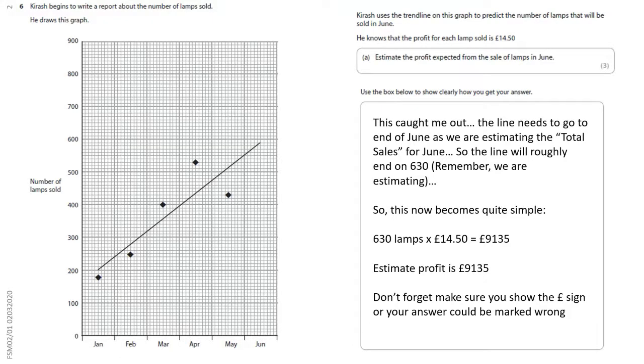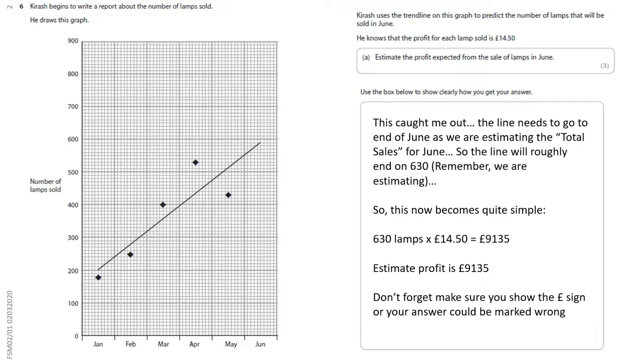So again, put yourselves on pause, just read this question through. Once you've read fully, press play. So this one actually caught me out. When I originally looked, I thought, oh, where the line finishes is where the projected sales are going to be. Now I should know better because I'm an ex-retail manager, and I should have thought this one through a bit more.